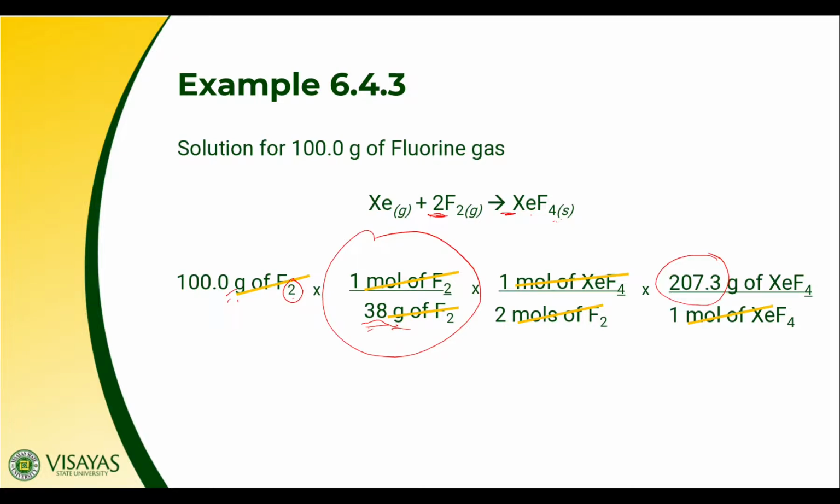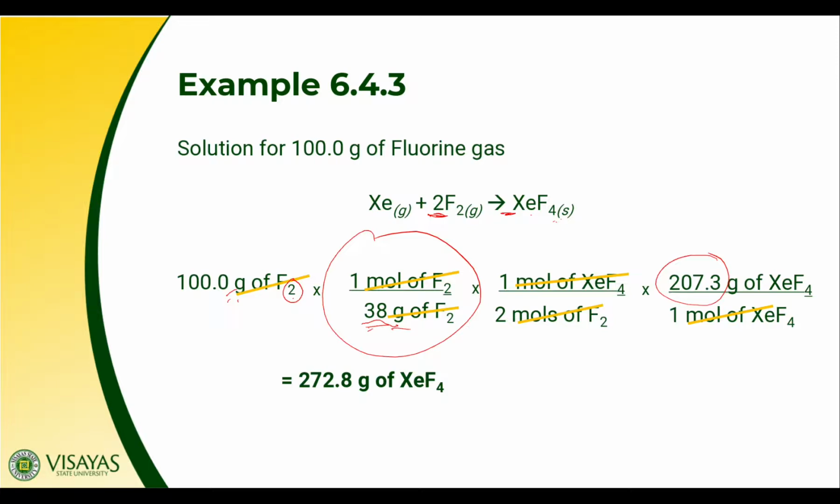Okay, so now we cancel the units. Again, those units which appear on the top and bottom part of the equation, or in these conversion factors, are cancelled. So we have 272.8 grams of xenon tetrafluoride using 100 grams of fluorine gas.